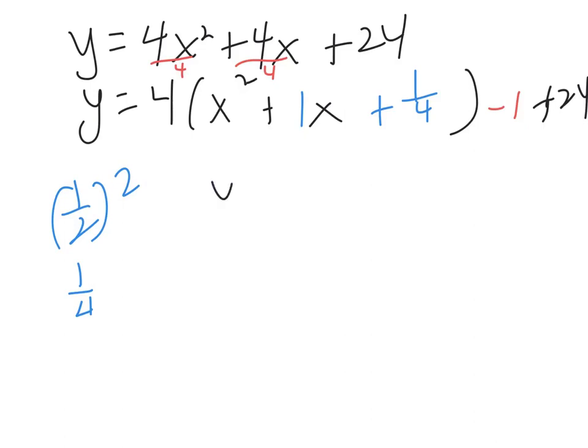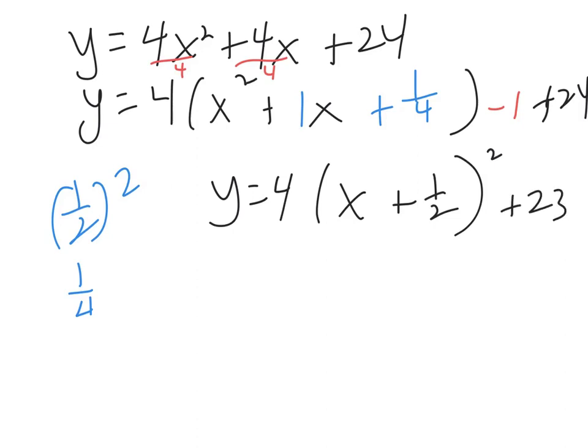Now, what I really have here is y equals 4 times the quantity x, because this is plus. My value here is plus. Then I take the square root of 1/4, which was what I basically did before I squared. So I'm going to have a 1/2 there. So this is 1/2. This is all squared. And then -1 plus 24 is plus 23. My vertex is negative 1/2. Again, remember it's going to be the opposite sign of what's in the binomial. And then 23.